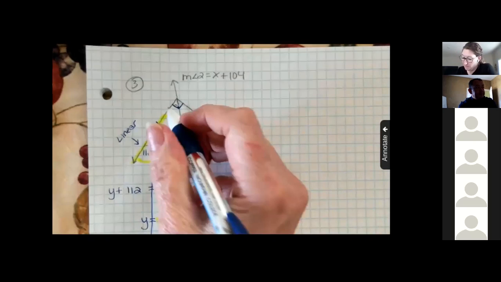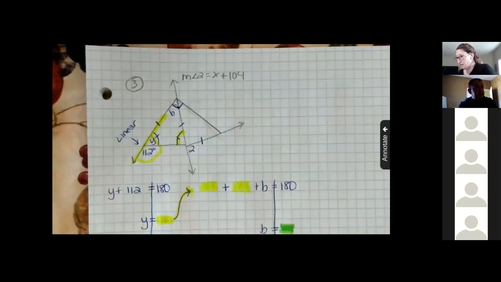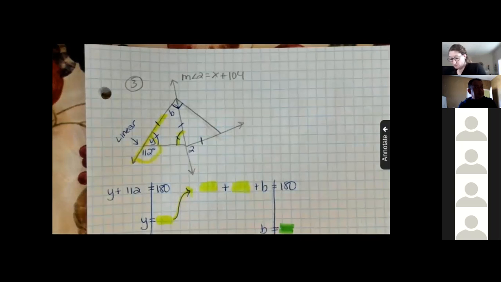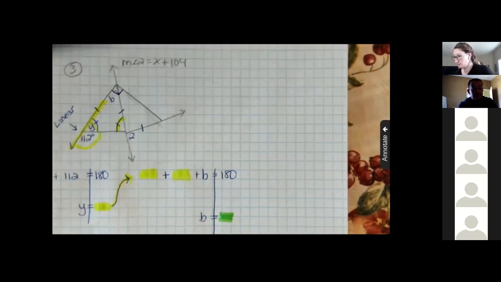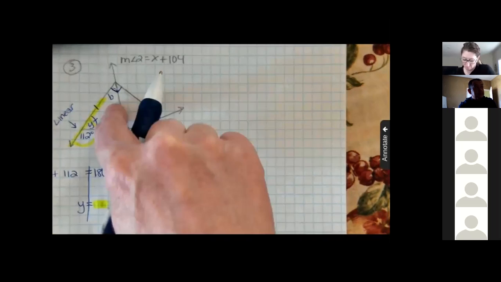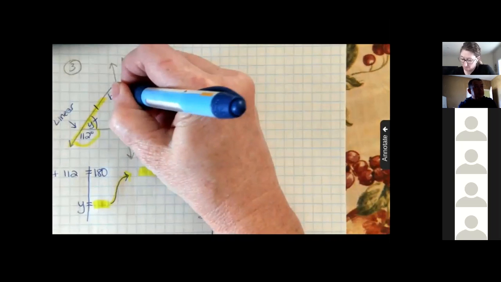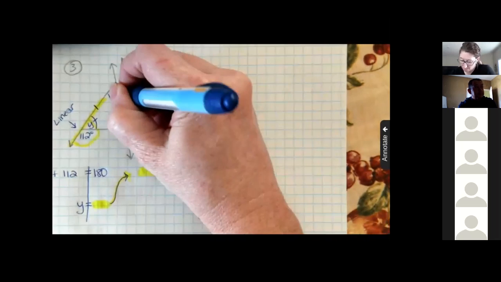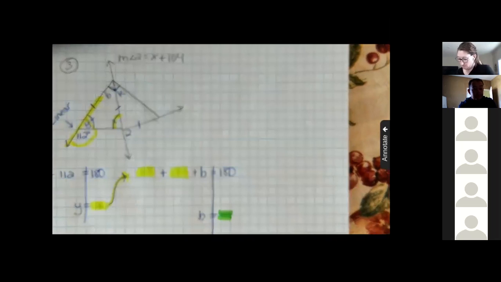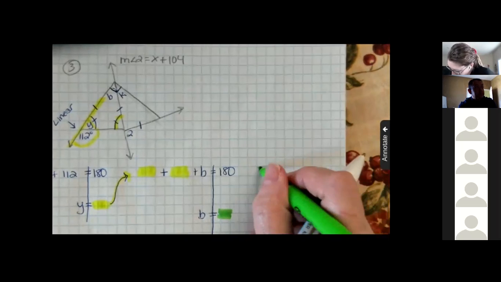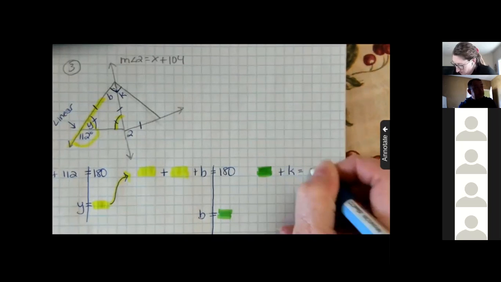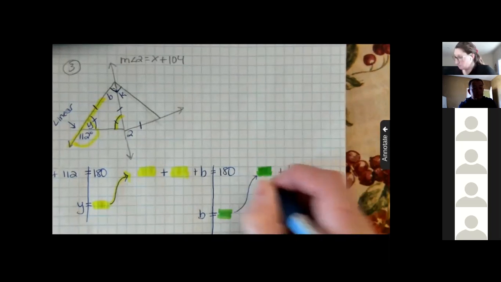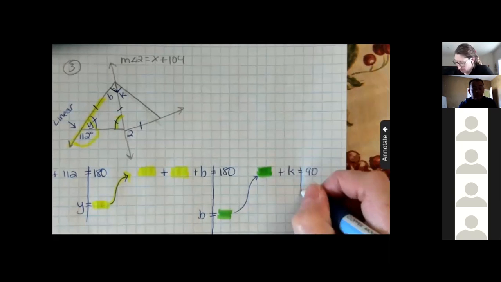Okay, b is part of 90. I need to figure out what that 90 is. This is actually a good one I did because it's kind of complicated. So I move over and I say, I know B plus, let's call it K, equals 90. So I'm going to take B plus K and equal 90 degrees, and that goes up there. And I'm going to find out what K is.